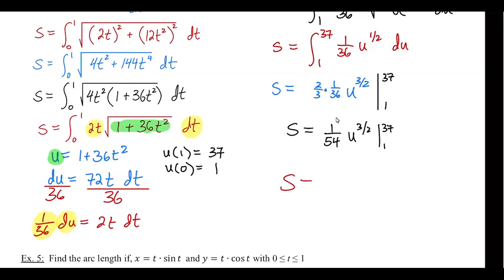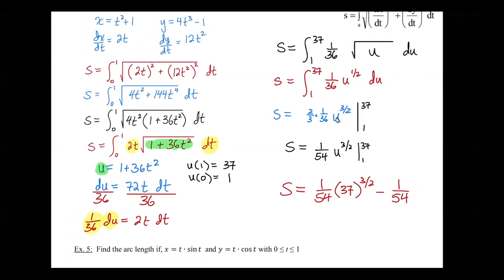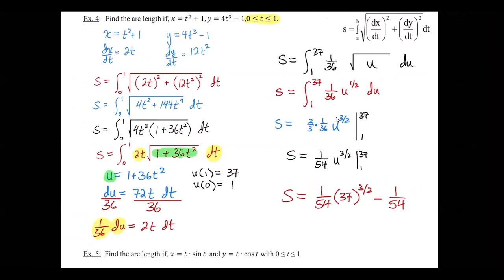So S would be equal to 1 over 54 times 37 to the 3/2 minus 1 over 54 times 1 to any power. It's just going to be 1, so it's just minus 1 over 54. All right. We were not given any units, so we don't need to include units. You could write the word units, but I'm not going to lose sleep over something like that. You could factor out a 1 over 54. That's another way of going about it in terms of cleaning it up.